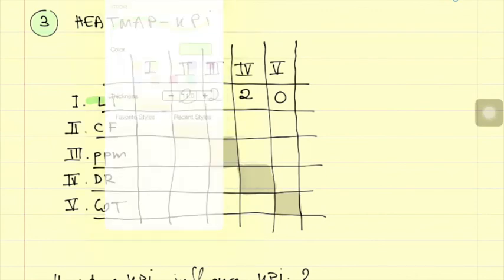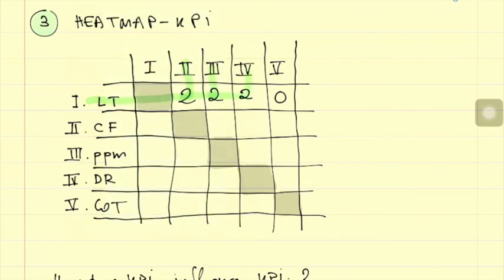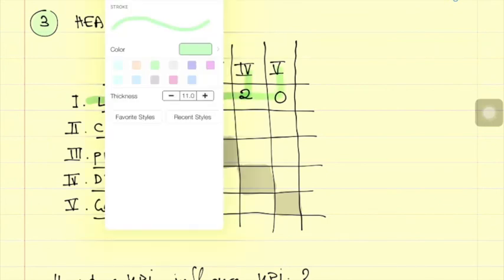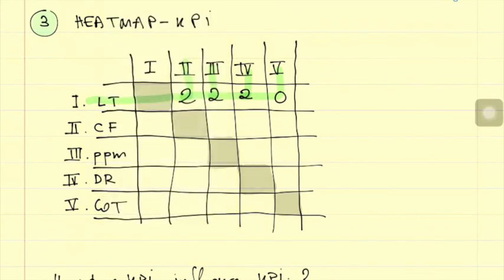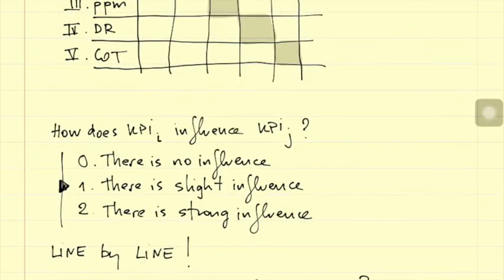Any questions so far? As I said, always each relationship like that. In a way, if you wish, we are measuring, we are reading all the time, we are reading it like this. Okay. Let's say line by line and always like this. How does KPI Y influence KPI J? Any questions?